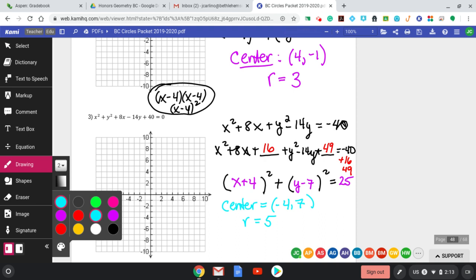All right, do not give up on this completing the square. You saw it last year and you're going to see it again next year. So just get used to it now. All right, thanks, guys. I'll talk to you later.